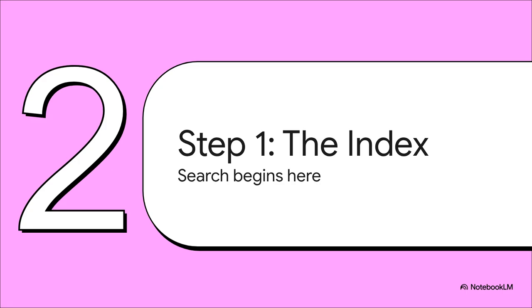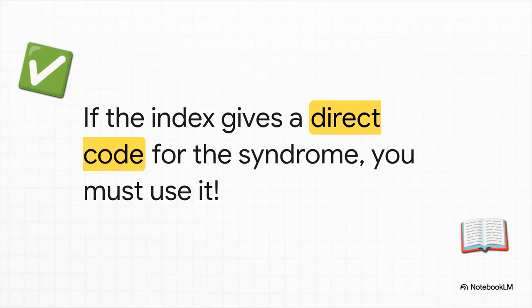Moving into Section 2, Step 1, the index, and why your search always begins here. Listen, the absolute most critical rule in all of ICD-10-CM coding is that your search begins in the alphabetic index. Never go straight to the tabular list. So Step 1 is super simple. If the alphabetic index provides a direct specific code for the syndrome, you must use it.